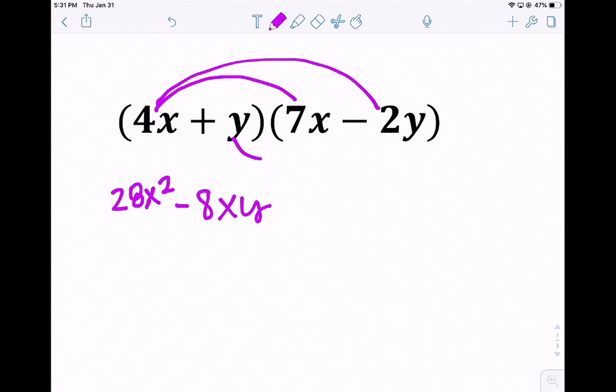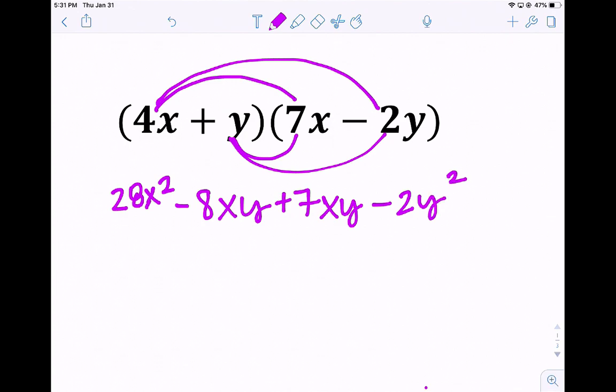Then we do y times 7x. So y times 7x, very similar. So that's like 7 times 1 would be plus 7. I don't have any other y's. I don't have any other x's, so I just put those together, and we want to put them in alphabetical order. So we don't want 7yx, we want 7xy. So I know it seems a little bit backwards from the way it's written, but we want it in alphabetical order. Then y times negative 2y would be negative 2y squared. Y times y. We had one here, added another one here.